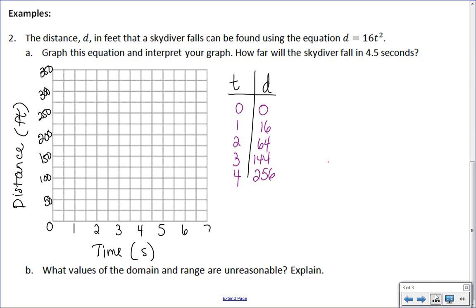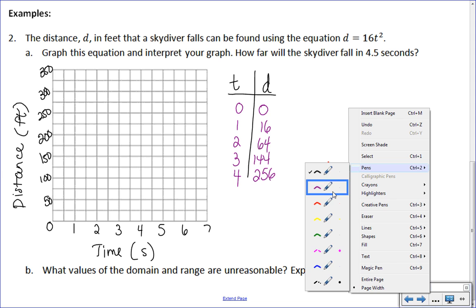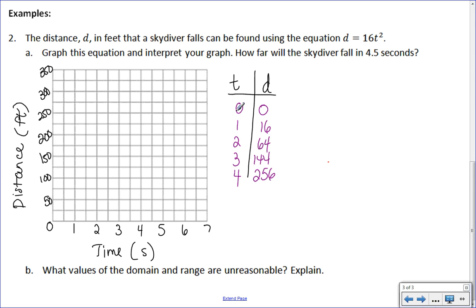Alright, so let's go ahead and put our points on the graph. Alright, we have a point at 0, 0. We have a point at 1, 16. One at 2, 64. 3, 144. And 4, 256.